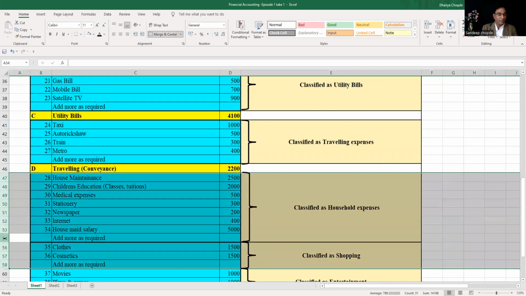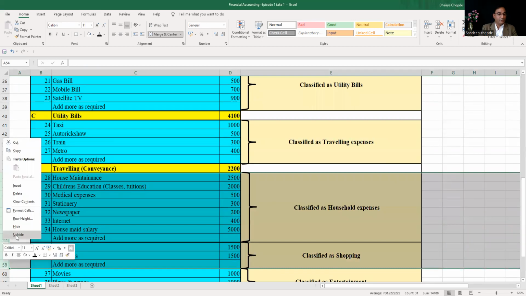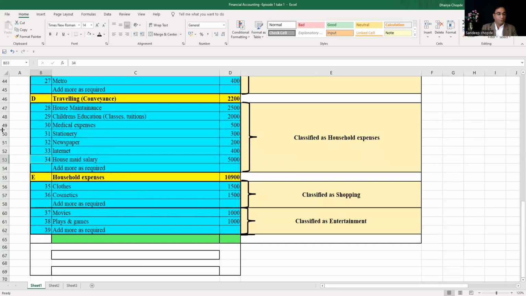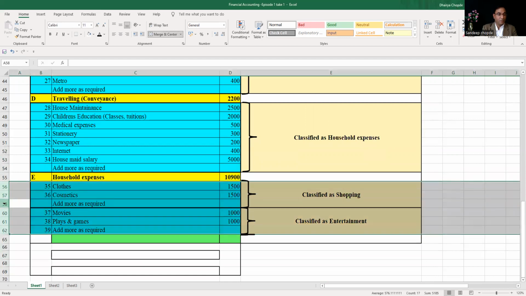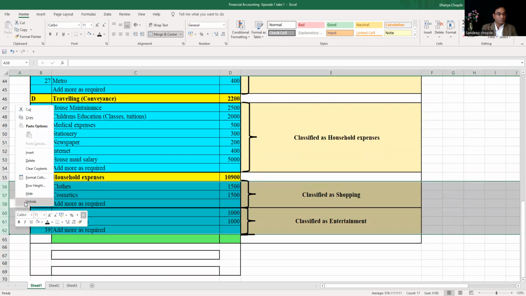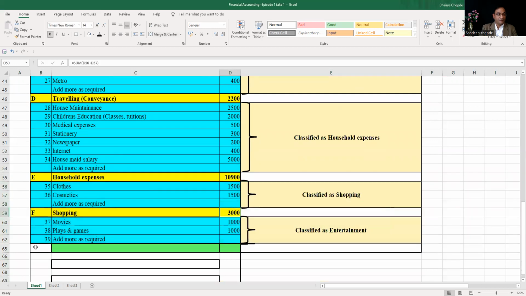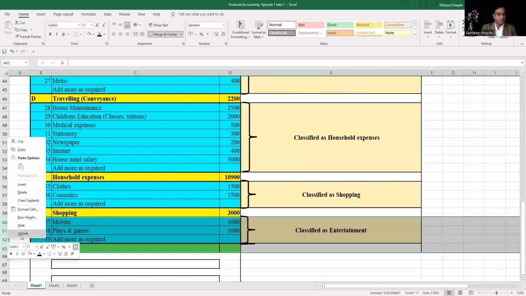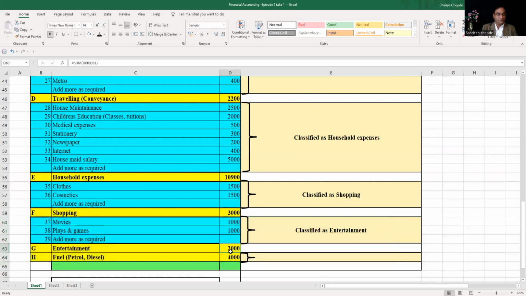When I do a total of all my household expenses, that comes to 10,900. That is from serial number 28 to serial number 34. When I do a total of my shopping, it comes to rupees 3,000. And when I do a total of my entertainment, it comes to rupees 2,000. You may have your own vehicle, so on that you may be spending on some fuel, which you can classify as fuel.